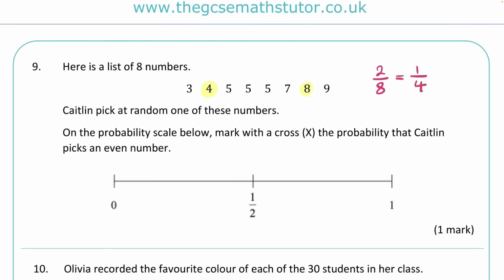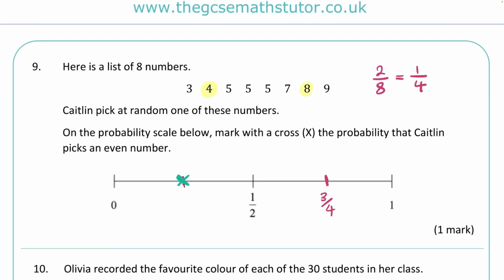So thinking about the probability scale, we have in between the 0 and the half, and in between the half and the 1, where we have our 1/4 and we would have our 3/4. Now you don't need to label this on, of course, it just asks us to draw the cross. But we're looking for that position, which is around about in the middle of 0 and 1/2. There we go, that's where we would put our cross.